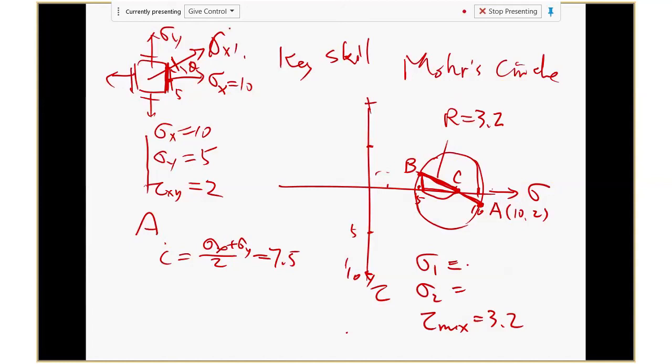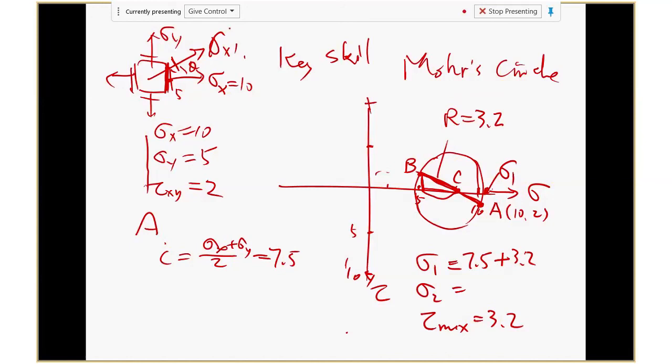Should that be 7.5 plus or minus? Plus. Sigma 1 is the maximum. Always you go left here. This point, that's sigma 1. So it should be 7.5 plus 3.2 plus the R, right?